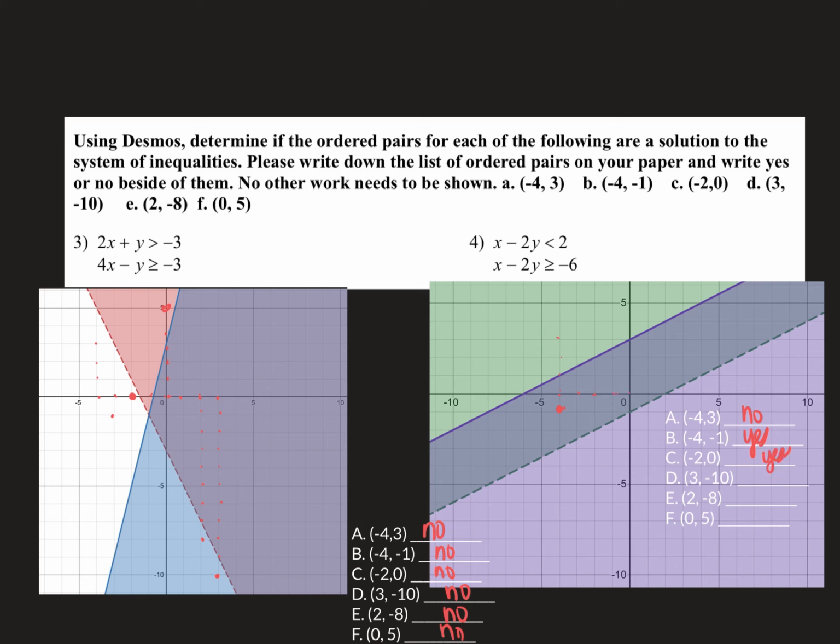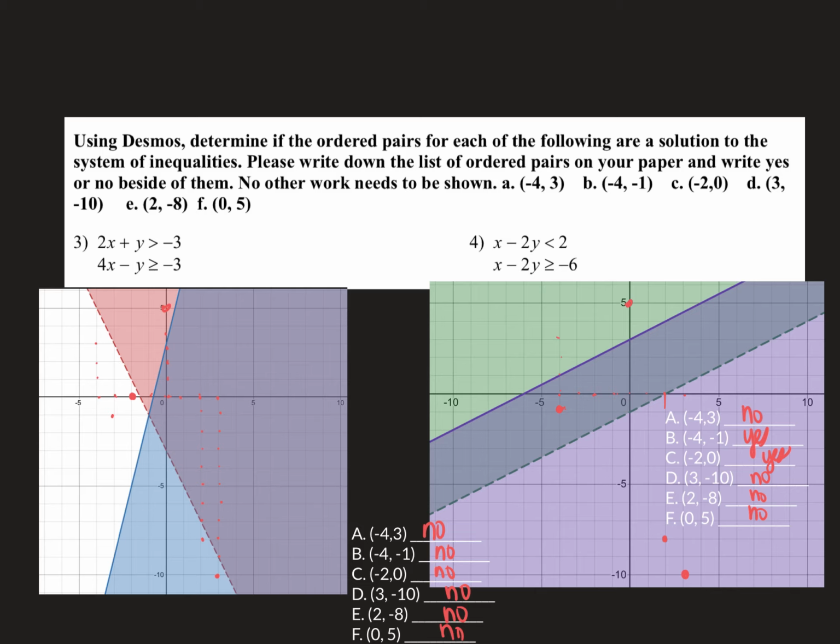3, negative 10. Negative 10 would be down here, so that's only in the purple, so that's a no. 2, negative 8 would be here, so that's a no. And 0, 5 would be here, and that's a no. So all you have to do is write yes or no. Use your Desmos graph and decide if they are solutions.